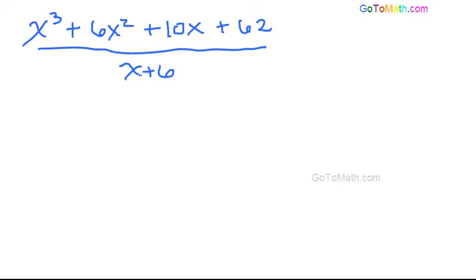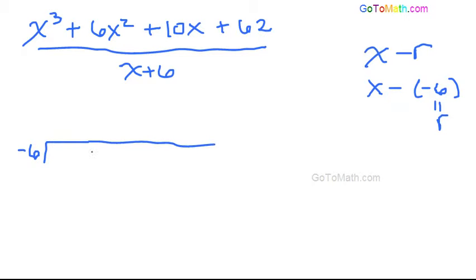Alright, so hopefully you're catching on to this by now. Now we have, remember, must be in this form here, but we have an x plus 6, so I'm going to say x minus negative 6. As you can see here, this will be our r. Right, r will be negative 6. We got negative 6 here. Okay, and then we write our coefficients in, so we have a 1, a 6, a 10, and a 62.